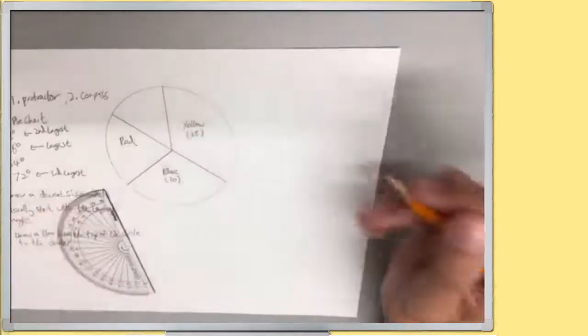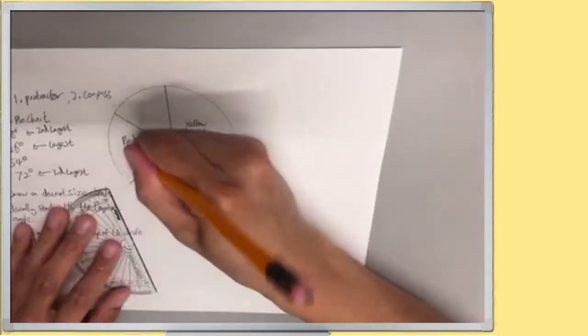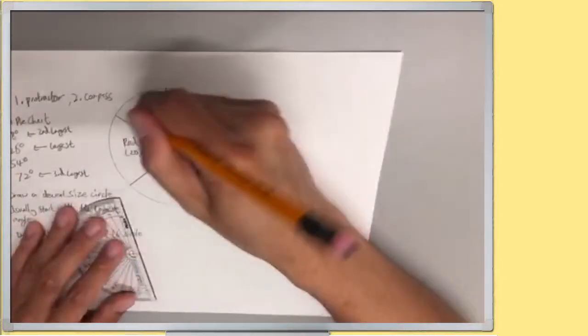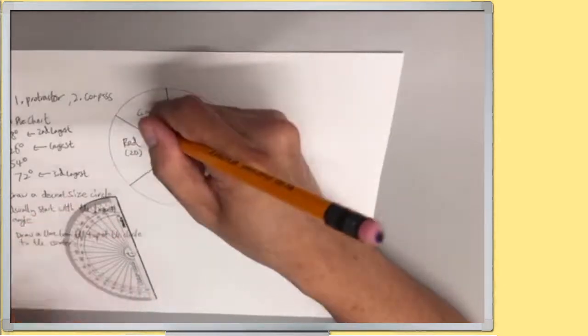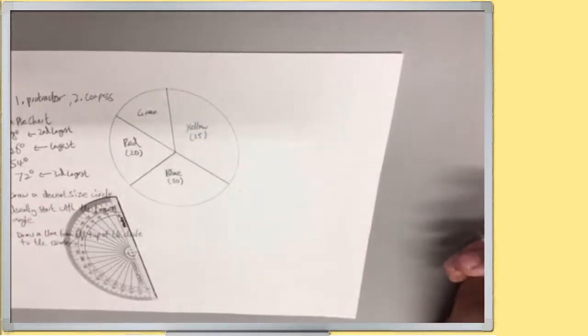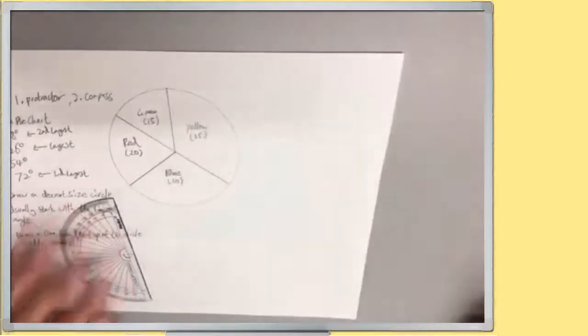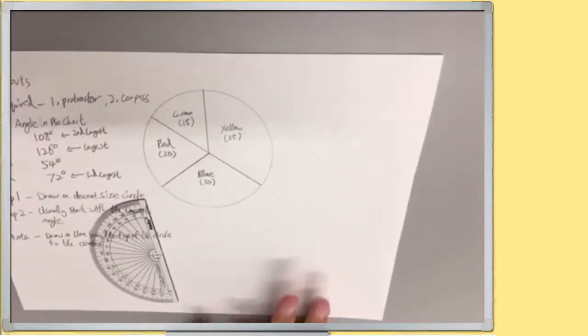And so for red, how many students liked red? That was 20 students. And then lastly, the last one is green. I don't even need to measure for this, which is how many students? 15 was it? 20, no, 15. So that was 15 students. So that is how we draw a pie chart.